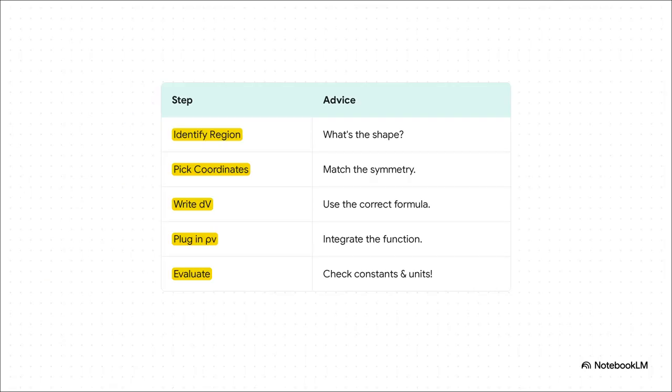Here it is, your 5-step plan. Step 1, look at the object. What's the shape? What are its boundaries? Step 2, pick your coordinate system. Is it a sphere, a cylinder, a box? Match the system to the shape. Step 3, write down the correct dV for that system. Step 4, plug in your unique charge density function. And step 5, the finale. Do the math. And please, please double-check your constants and your units. It'll save you so much grief.